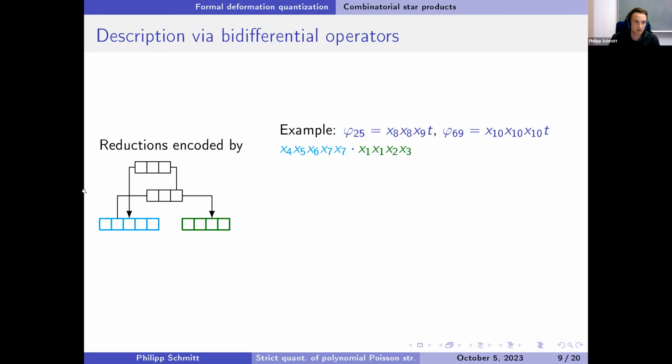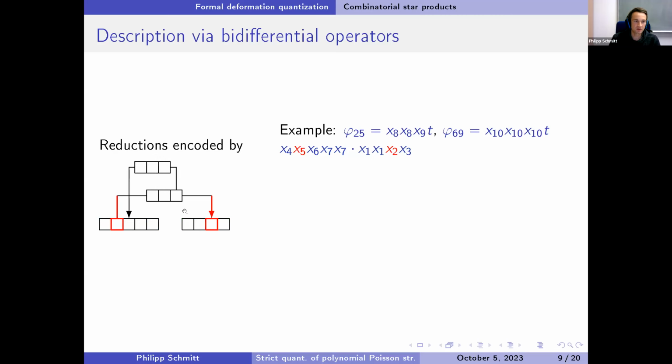And how is this supposed to work? So what do we want to encode by a picture like the one on the left? Well, basically the bottom line should consist of the two monomials that we want to compute the star product of. And the first line should be the first reduction. The second line here should encode the second reduction, and so on and so forth.